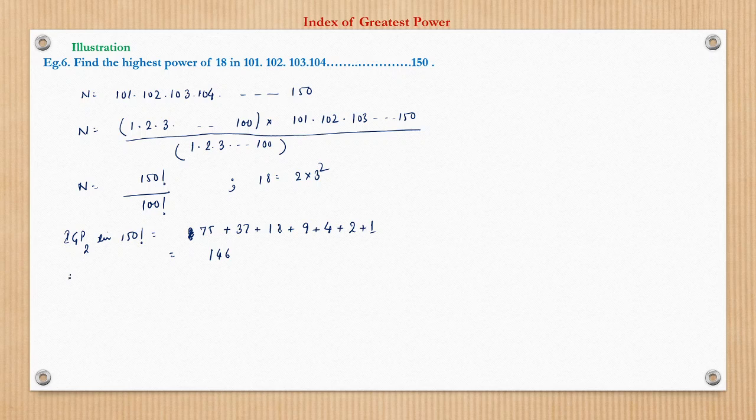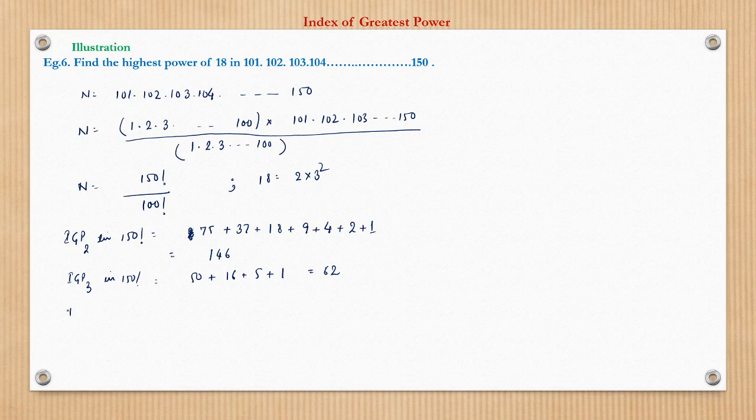Now what would be the IGP of 3 in 150 factorial? That would be nothing but when we divide 150 by 3. So we start with 50, plus 50 by 3 is nothing but 16. 16 by 3 is 5. 5 by 3 is 1. So it gives 5 plus 1 is 6, 16, 22. It becomes 72, right?